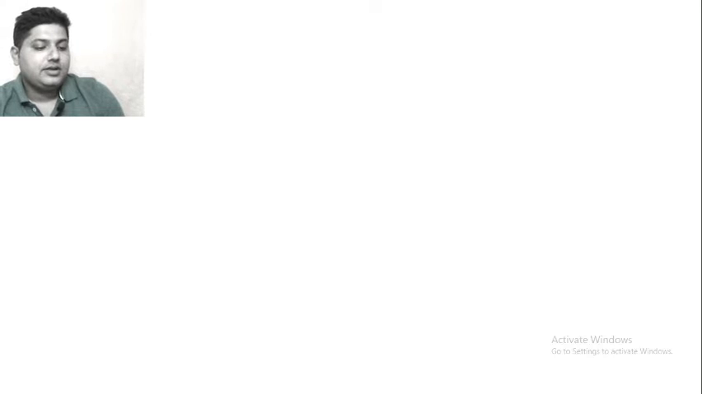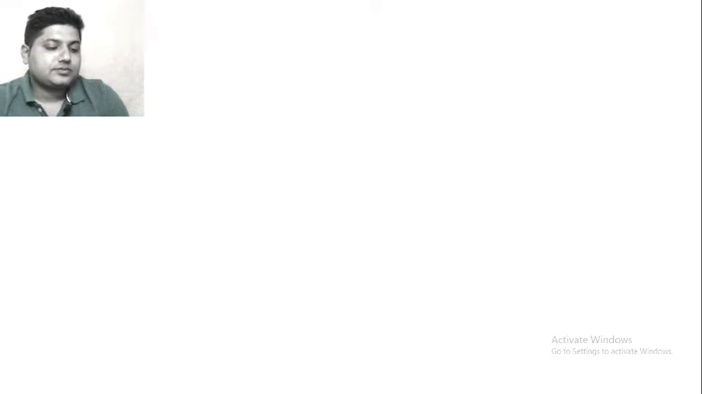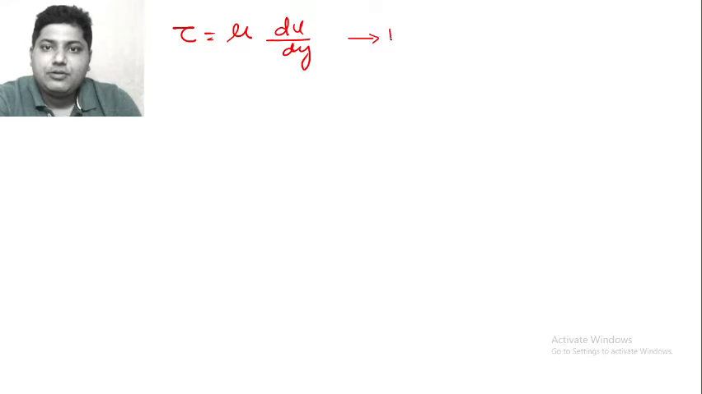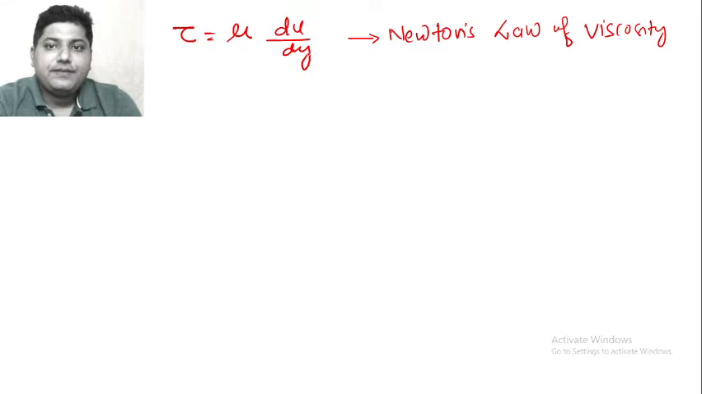Let's talk about it now in detail. I told you this tau will be equal to mu into du by dy. This is called Newton's law of viscosity. And the fluid which obeys this Newton's law of viscosity is called a Newtonian fluid.